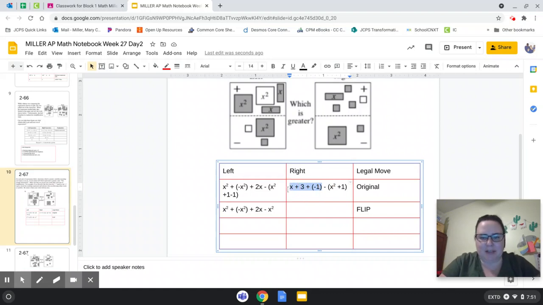Everything on top stays exactly the same. But then I'm going to distribute, and I'm going to have the opposite of x squared and -1 instead of +1 because we're taking the opposite here. Okay, so I flipped all my tiles up to the top. Then I'm going to combine my like terms. So I see that I have a 0 pair here, so I'm left with 2x minus x squared.